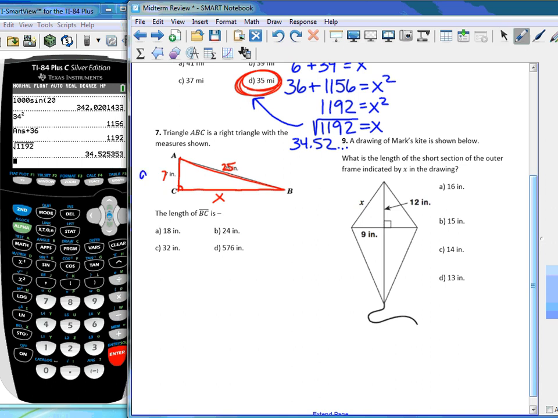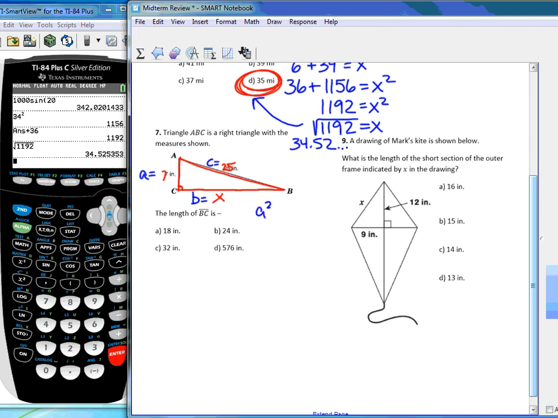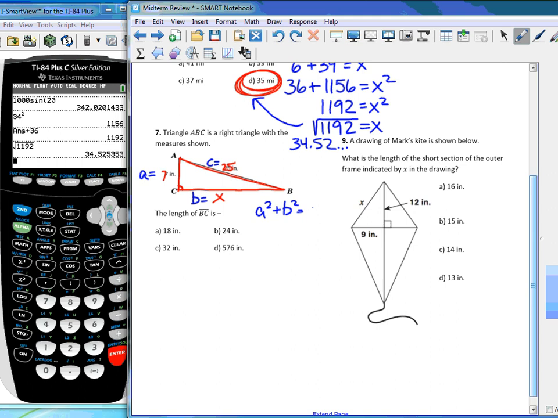So I can label one leg A, one leg B, and the hypotenuse C. So I have A squared plus B squared is equal to C squared. A is 7. B is x squared. Ooh, tricky. And C is 25. So we have to simplify this. This is 49. The x squared just sits there because there's nothing we can do. And 25 squared is 625.